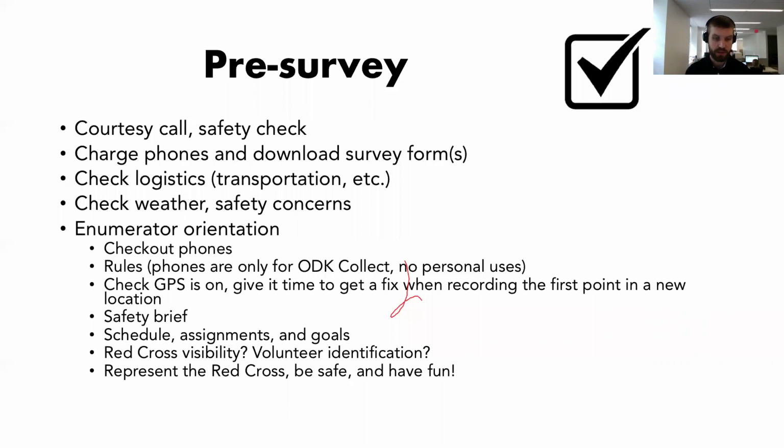For us, we generally like to have all our volunteers having some sort of Red Cross visibility. So whether it's an organizational vest or a hat, or even just an ID card. If you are sending out a team to do data collection, generally you want them to have some sort of identification so that they can explain who they are and what they're doing. They should be good representatives of your organization or your group. And also, it's important that people are being safe and having fun.